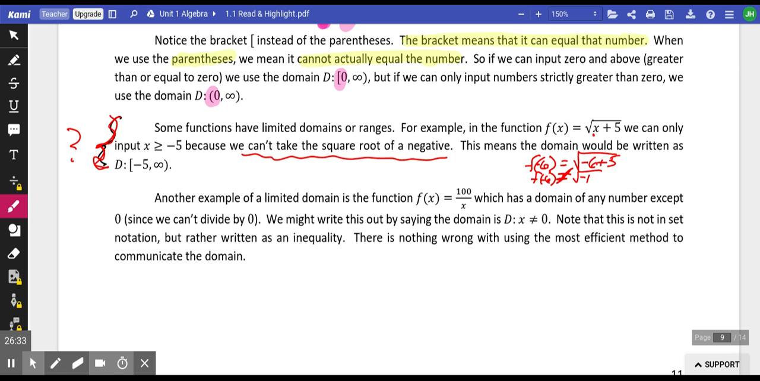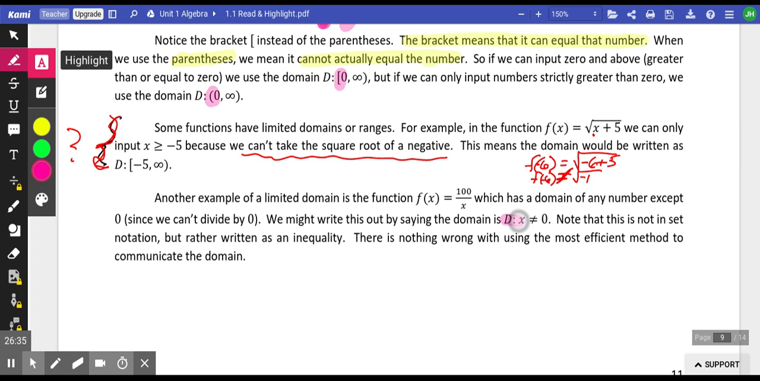D is not equal to 0. Note that this is not in set notation, but rather an inequality, and that's okay. There's nothing wrong with using the most efficient method to communicate. Look at that, there's that big word, communicate.